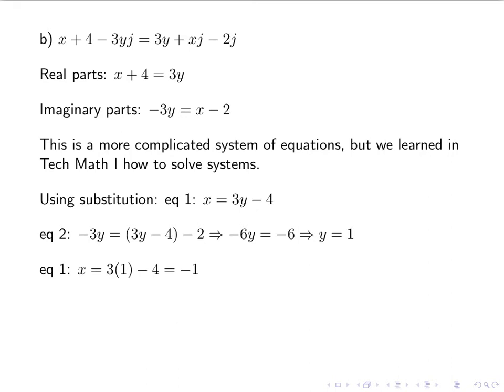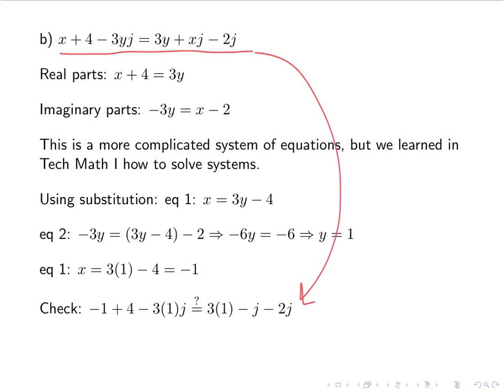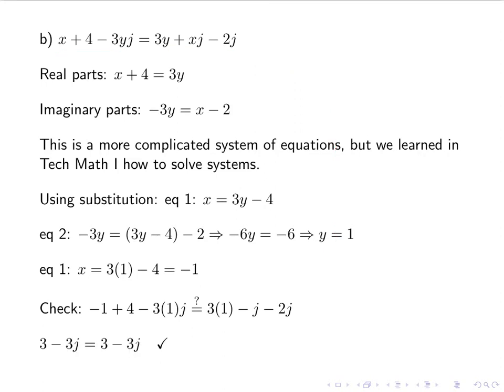With all solving of equations, you should check your answer. So if I plug in my x and my y into here, do I get out the same thing? Is negative 1 plus 4 minus 3 times 1j equal to 3 times 1 minus j minus 2j? Both sides equal 3 minus 3j, so I'm good to go.